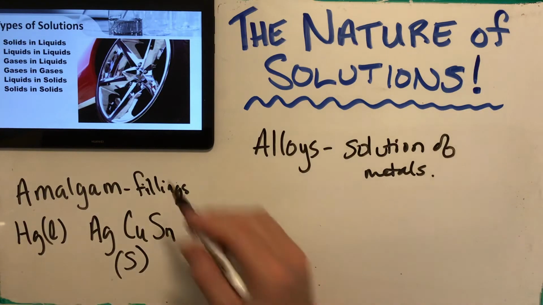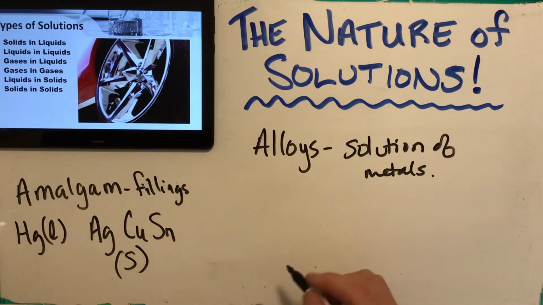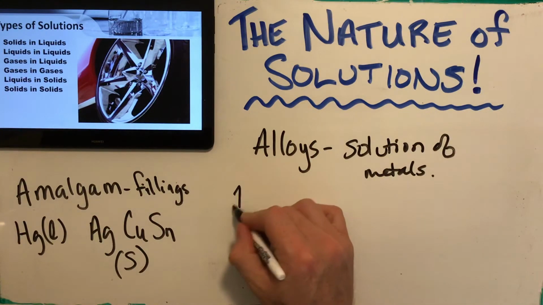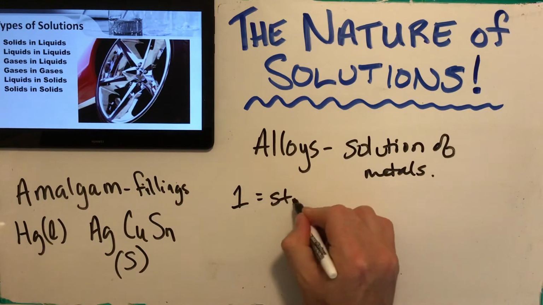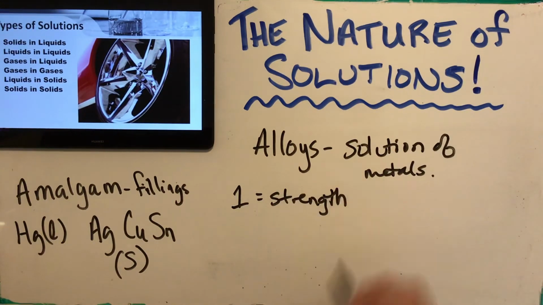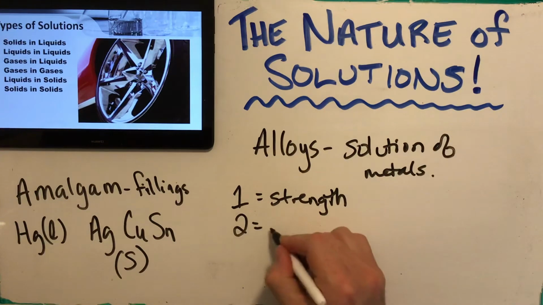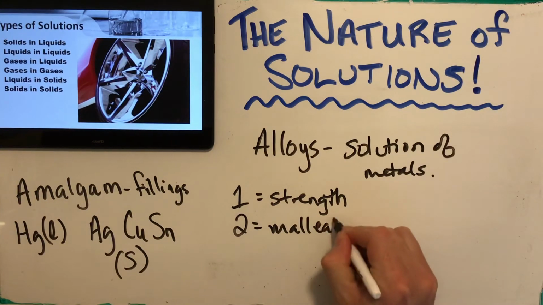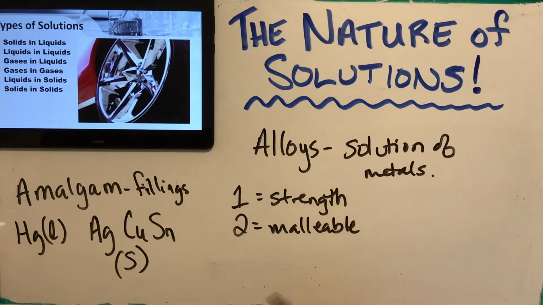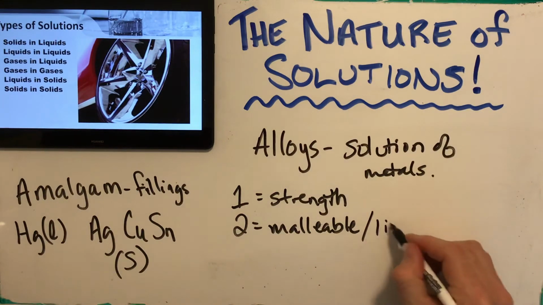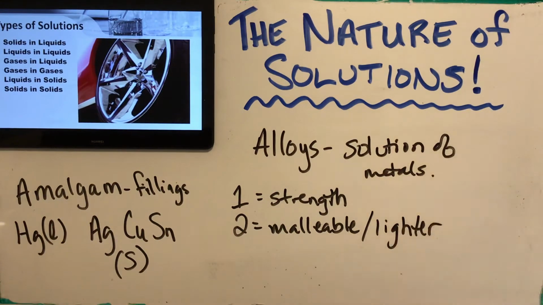And so what they do with some of these car parts is they'll take one metal. Metal number one is the strength metal, right? That's adding the strength and the durability. Number two is the malleable metal. Malleable means I can form it in different shapes quite easily, right? And they also tend to be lighter and less dense.